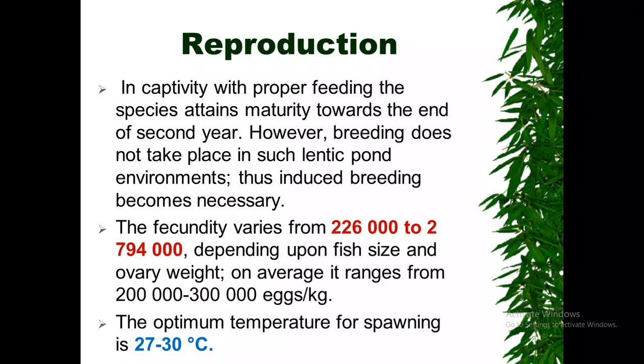The fecundity varies from 2,26,000 to 27,94,000, depending upon fish size and ovary weight. On average, it ranges from 2 lakh to 3 lakh eggs per kg. The optimum temperature for spawning is 27 to 30 degrees.